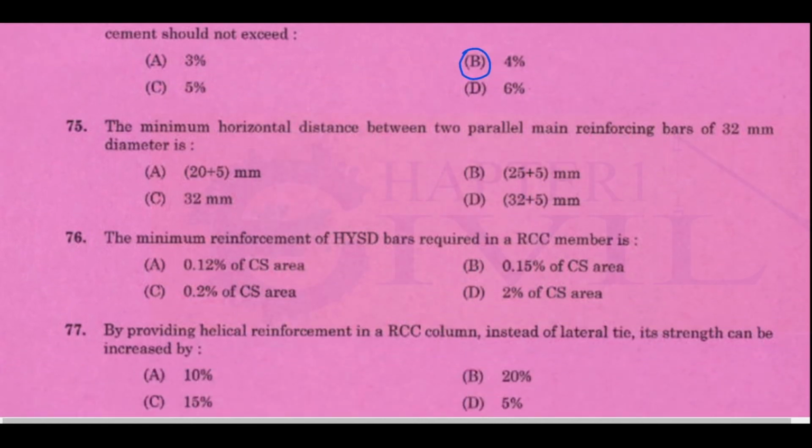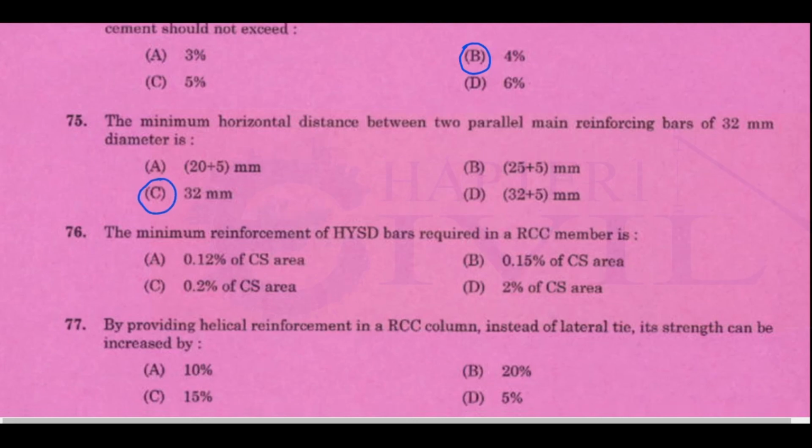Question number 75. The minimum horizontal distance between two parallel main reinforcing bars of 32 mm diameter is 20 plus 5 mm, 25 plus 5 mm, 32 mm, 32 plus 5 mm. Minimum horizontal distance between two parallel main reinforcing bars of 32 mm diameter is 32 mm itself.